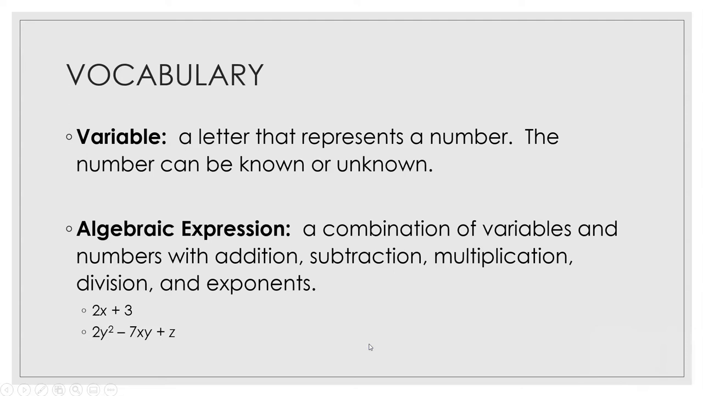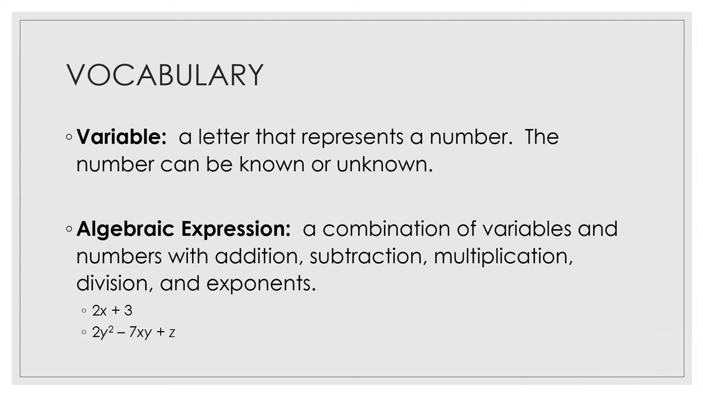So first, we need to talk about some vocabulary. When you're dealing with algebra, you're going to see letters now involved. So those are called variables. A variable is a letter that represents a number that you don't know. Oftentimes you can solve for it and find it, other times you can't. It's just a placeholder for a number that you don't know.